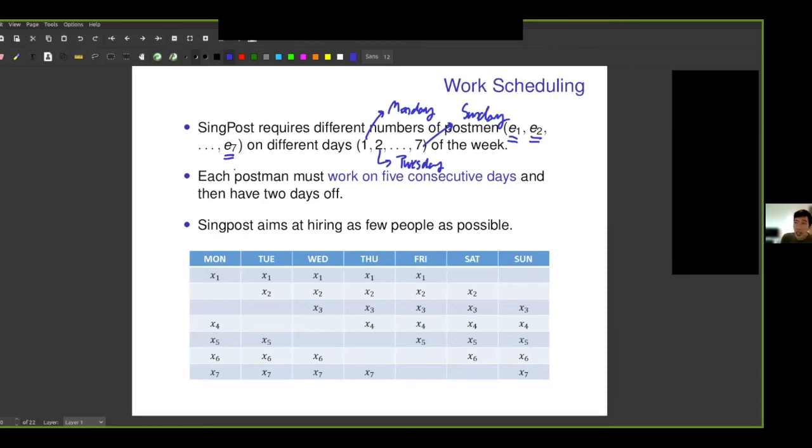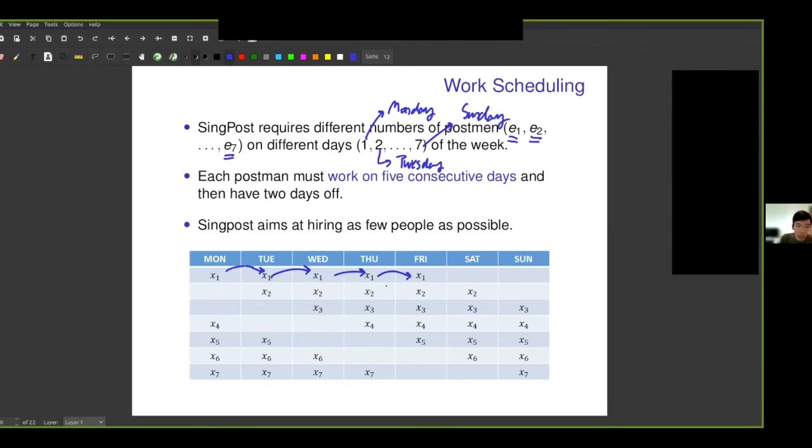Let's say that I will have X1 number of people who start working with me on Monday, as I mentioned before. These X1 people will not just work for me on Monday, but they will continue on Tuesday, they will continue to Wednesday, they will continue to Thursday, and they will continue to Friday also.